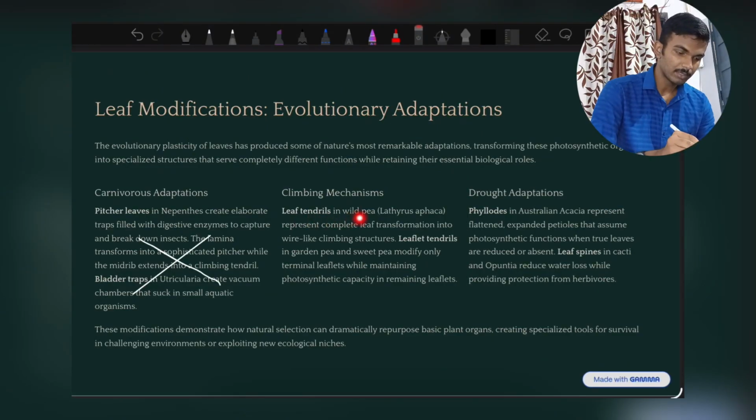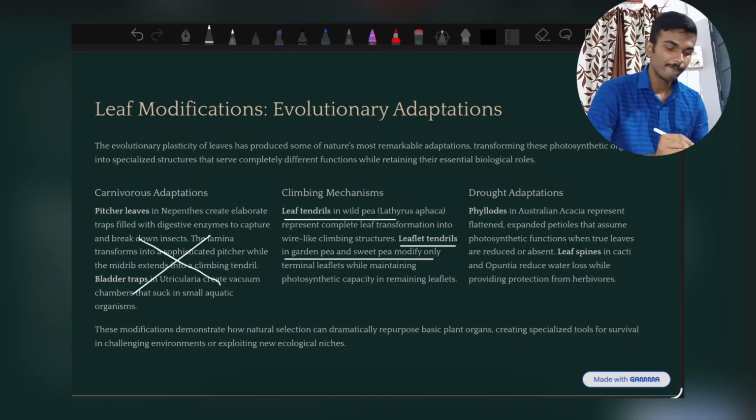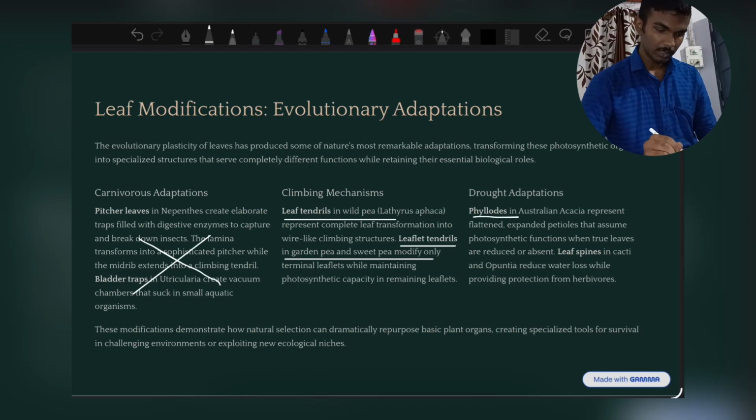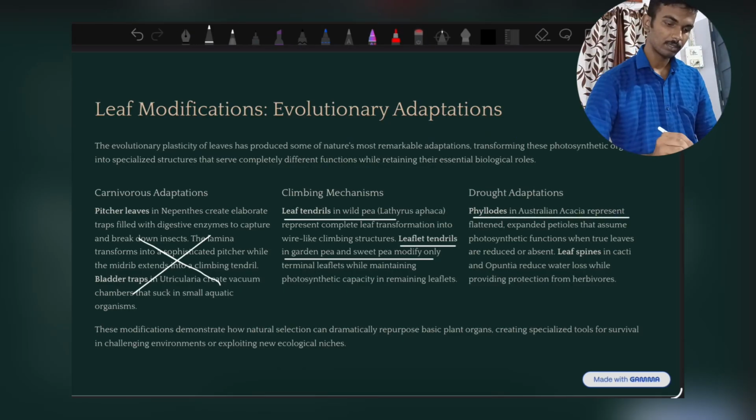Leaf tendrils as in wild pea represent complete leaf transformation into wire-like climbing structures. Leaflet tendrils in garden pea and sweet pea modify only terminal leaflets while maintaining photosynthetic capacity in the remaining leaflets. Drought adaptation. Phyllodes in Australian Acacia. This is very important.